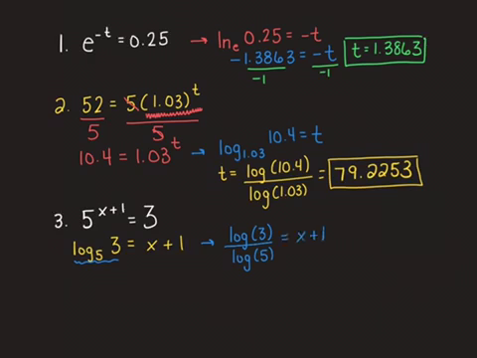So when I compute that to 4 decimal places, I get 0.6826 is equal to x plus 1, but now I need to solve for x, so I'm just going to subtract 1 from both sides, and that gives me x is equal to negative 0.3174.